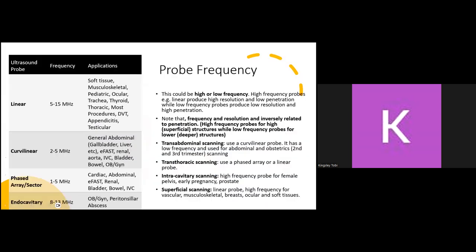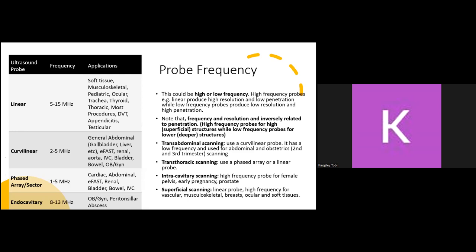All right, in terms of probes, it's important to have a good knowledge of probe selection. Probe frequency can be either high or low. High frequency probes, such as the linear probe that we use most of the time to perform lung ultrasound, produce high resolution but low penetration, so they are used for superficial structures. Low frequency probes have lower resolution, but they penetrate deeper into the structures. Note that frequency and resolution are inversely related to penetration. So the higher frequency probes are used for superficial structures, while the low frequency probes are used for deeper structures.